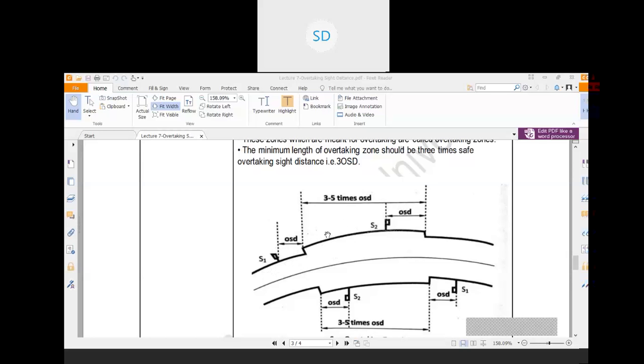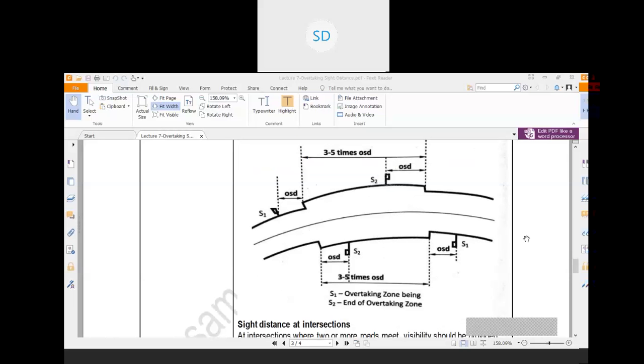Any overtaking operation can take place over there. Before the ending of the overtaking zone also, there would be another signpost. This signpost is allocated to inform the driver that the overtaking zone is about to finish. The position of this signpost would be at a distance of overtaking sight distance from the ending point of the overtaking zone. So this is the overtaking zone. Similarly, for vehicles moving from the other direction, this overtaking signpost would be there.